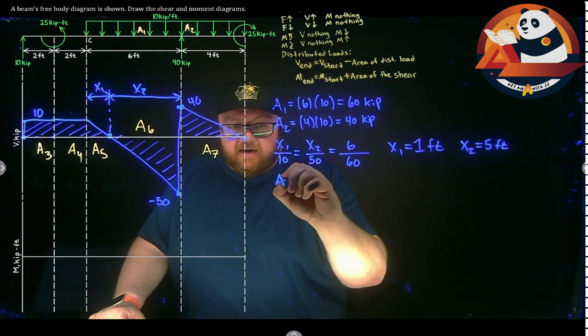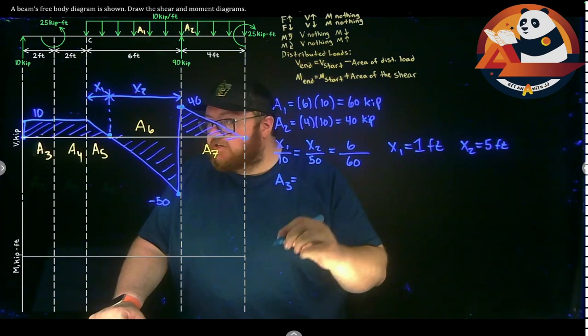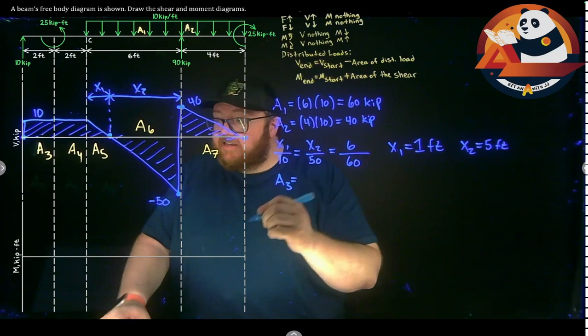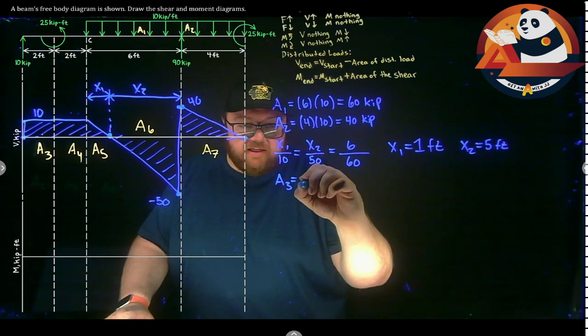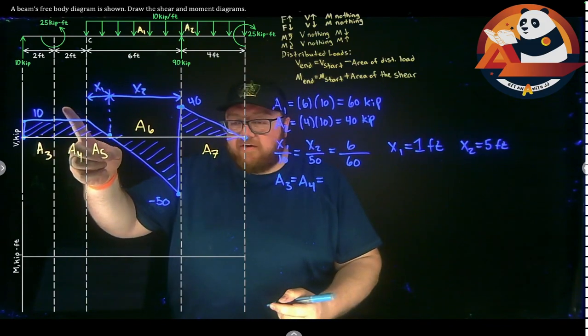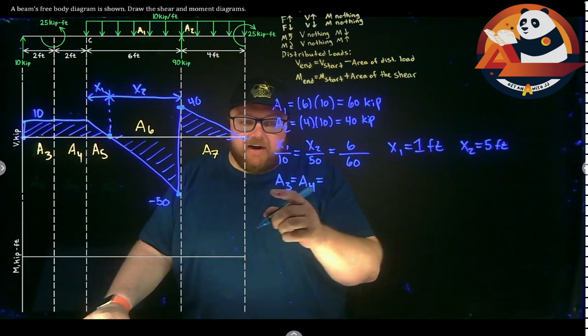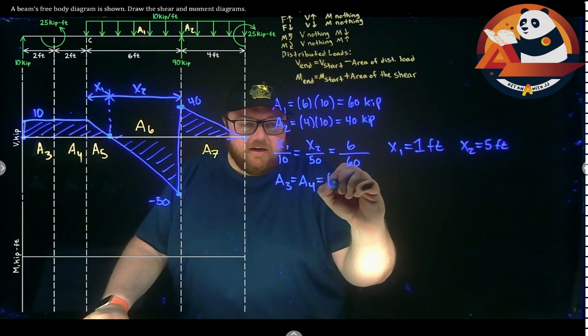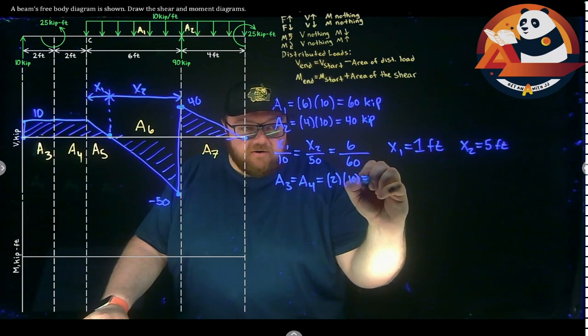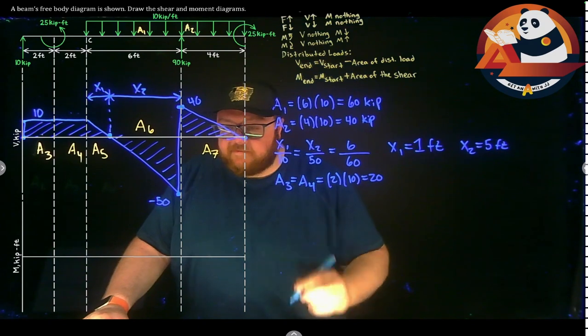So area 3 is a rectangle. Its base is 2. Its height is 10. This is actually going to be the same as area 4. Area 3 and area 4 are equal. Again, we just have to split them up because of that couple moment. Area 3 equals area 4, which is 2 times our height of 10, or 20.